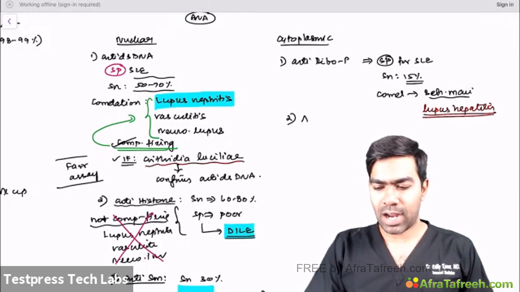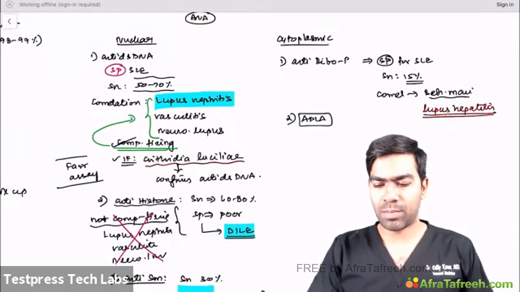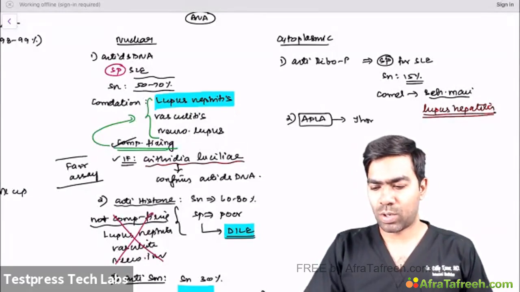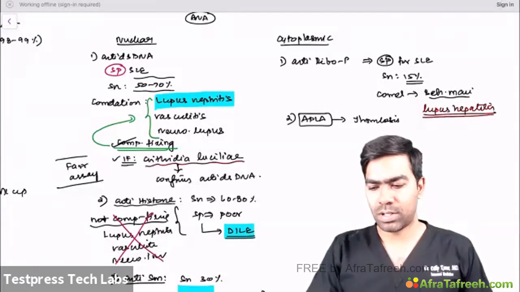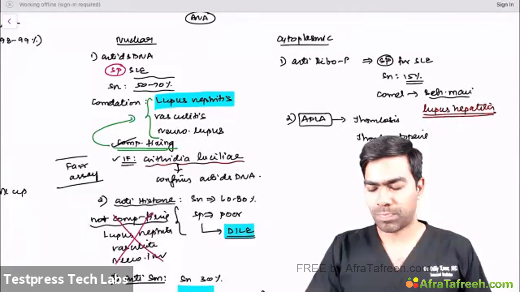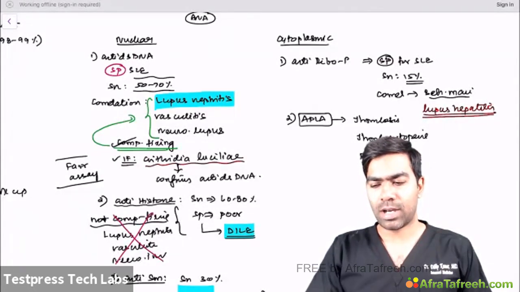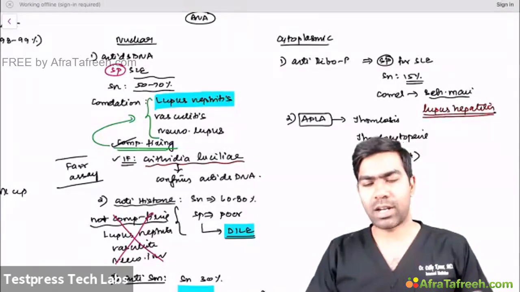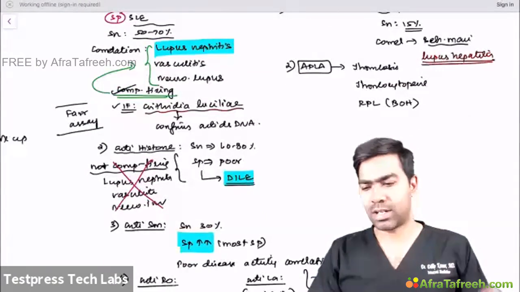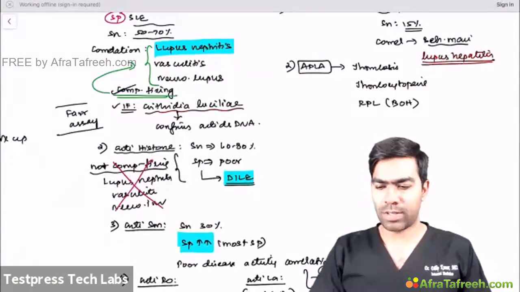Then we can have anti-phospholipid antibodies. That's called APLA antibodies. We'll be discussing in detail what the APLA antibodies are. APLA antibodies can correlate with thrombosis, thrombocytopenia, and recurrent pregnancy loss, RPL. Currently we call it bad obstetric history, or I can simply call it recurrent abortions, recurrent pregnancy loss, especially in the second trimester. These are three things that these APLA antibodies are going to correlate with.